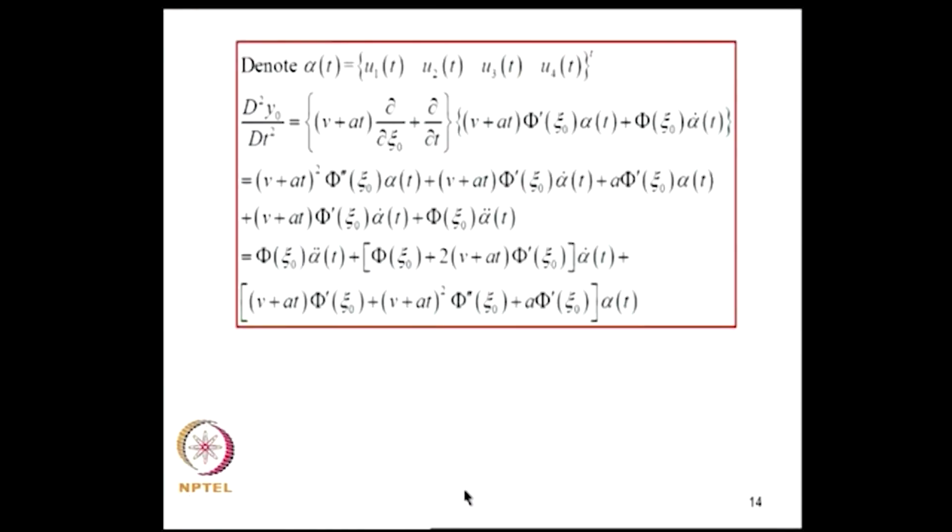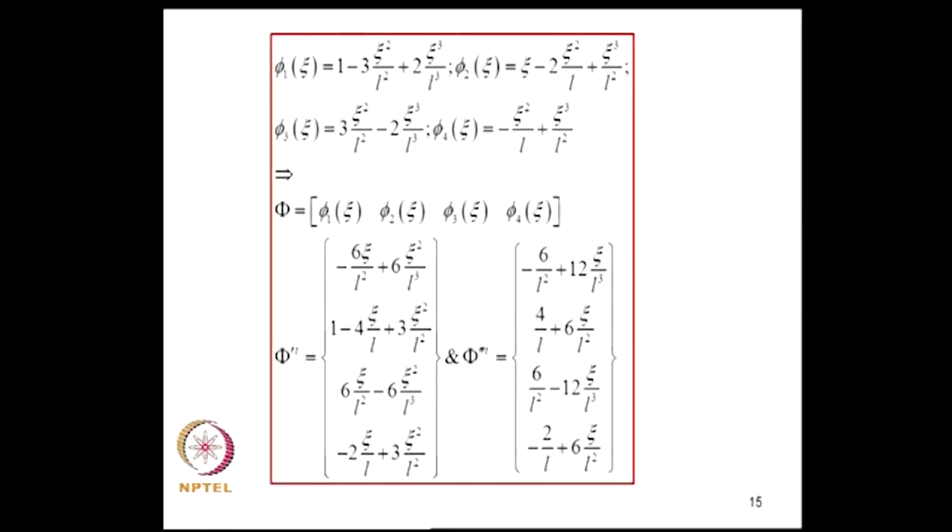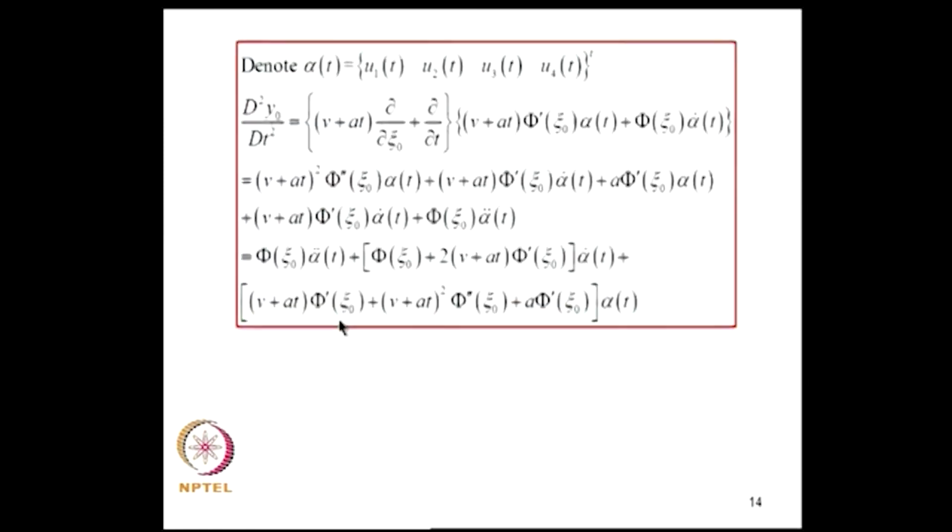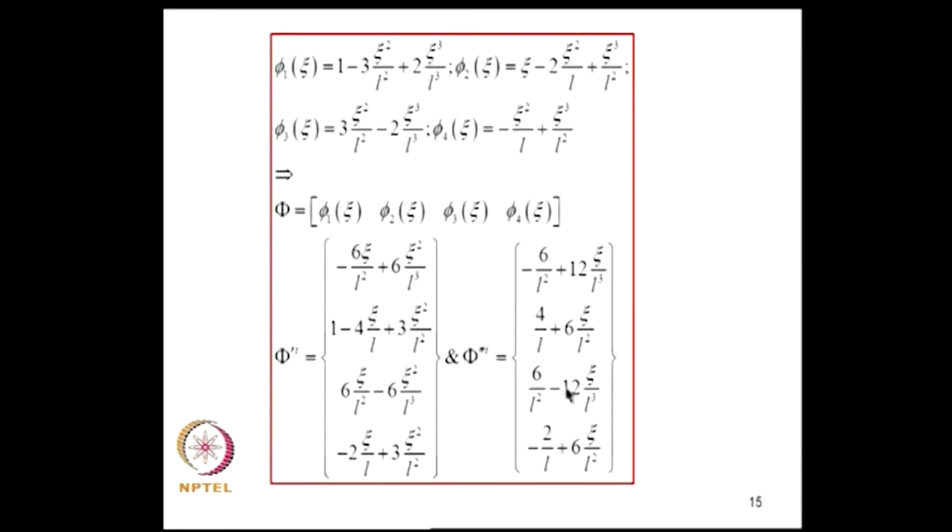Now, so we have d square y naught by dt square, using this notation we get this representation. So, we can rearrange the terms and now see what happens. So, this is the phi psi transpose and phi double psi transpose that is required in defining these functions, that is elaborated here.